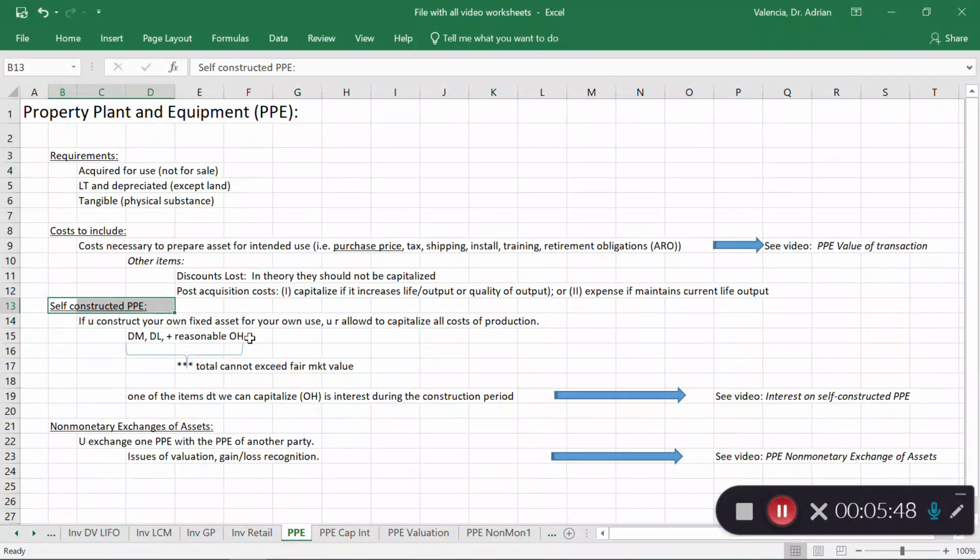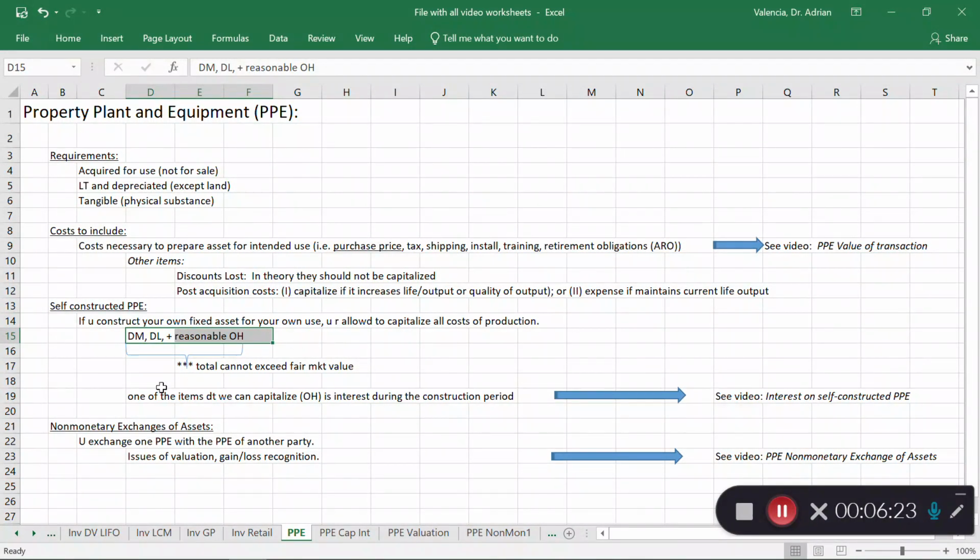Now, here's a caveat that you've got to be careful with. I mentioned that you can capitalize all costs of production, right? But the total amount that you capitalize between these items cannot exceed the fair market value of that property, plant, equipment. So that's the upper threshold there. In other words, just because you made it, if you were very inefficient at making it and you incurred cost overruns, then perhaps you would not be able to capitalize all of the amount. Some of it might have to be expensed.